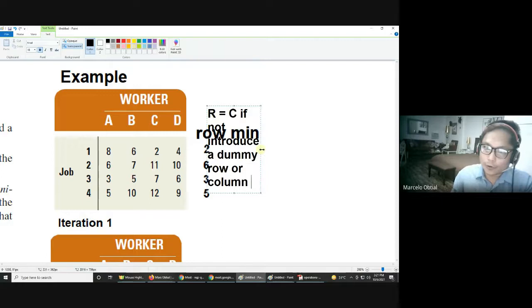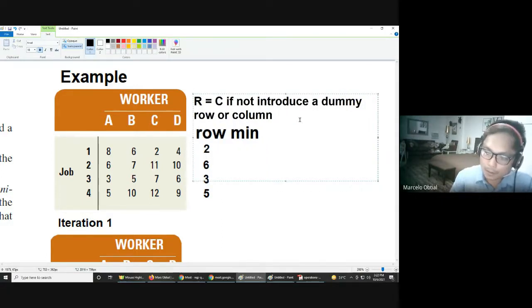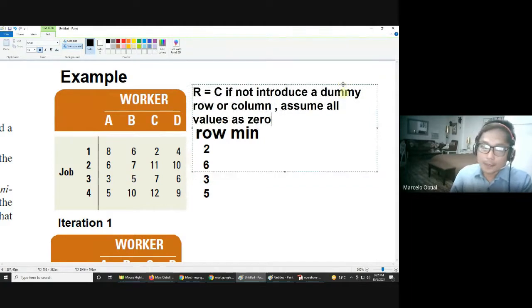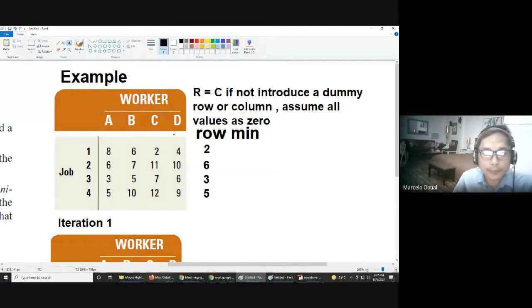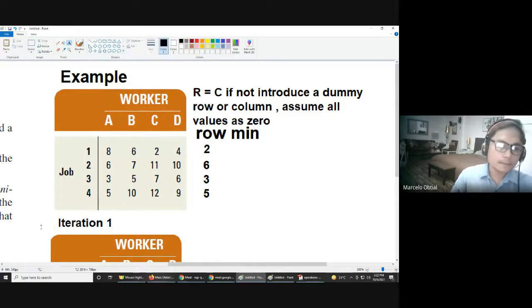And assume cost as 0. And assume all values as 0, since there are times that the table is profit. Example, we only have three workers here. So the number of rows is not equal to the number of columns. So you introduce a dummy column here, then assume all as 0. Okay? Now, next, let's go back to our algorithm.